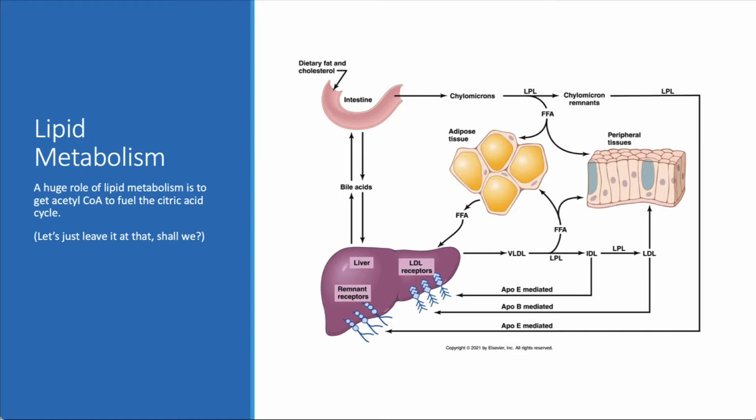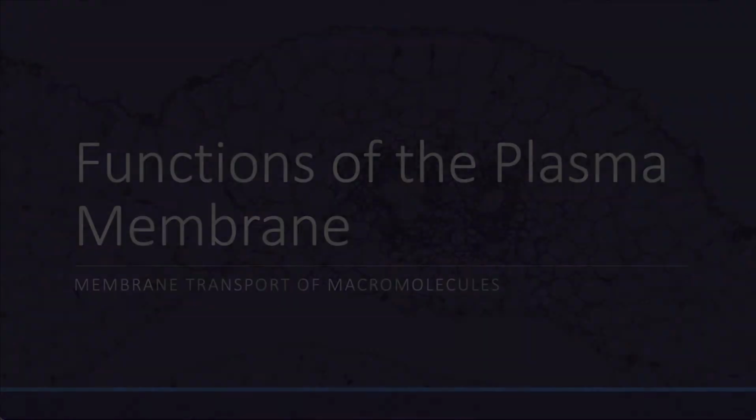And of course, when we have somebody who's diabetic, that changes the metabolic pathway of lipid metabolism, not entirely, but it really makes a difference. And that's why we see the advanced coronary disease in diabetics. Again, we'll talk about that later, but just know that the lipid metabolism pathway is how we get acetyl coenzyme A that fuels the citric acid cycle.